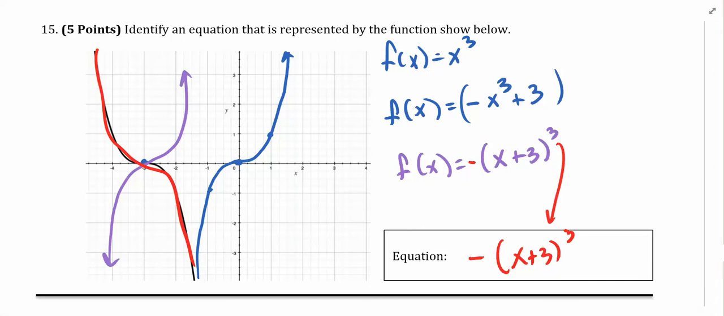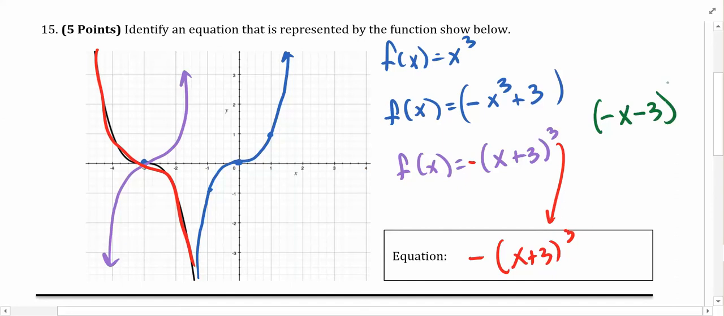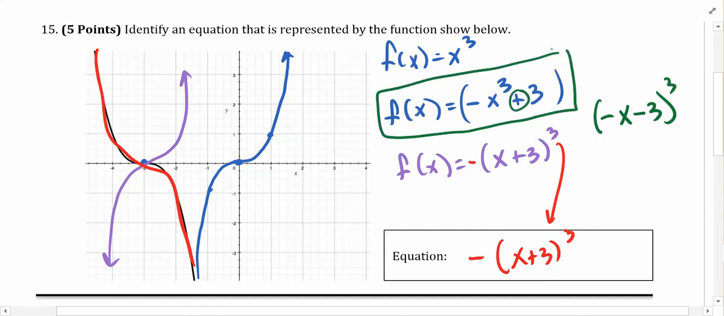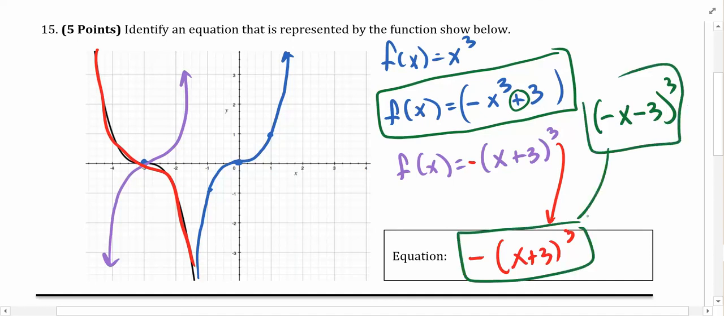There is an alternative answer. The alternative answer is this one, negative x minus 3 all cubed. Notice that it's the opposite of the one that we started with. I encourage you guys to graph this one in your graphing calculator to see why it's not exactly right, and then graph these two in your graphing calculator and see that these two are the same, okay? So good luck with that one. Those are the two answers that you can put.